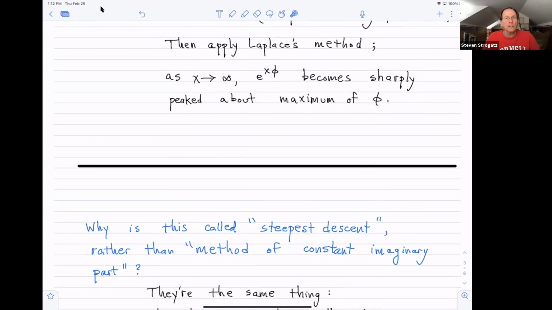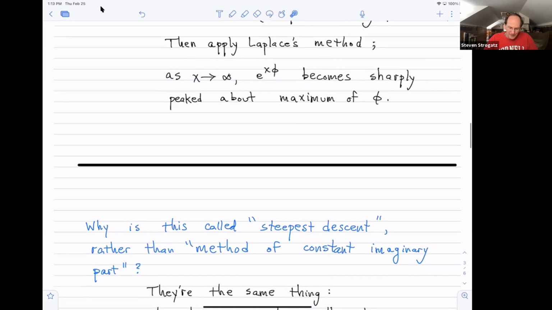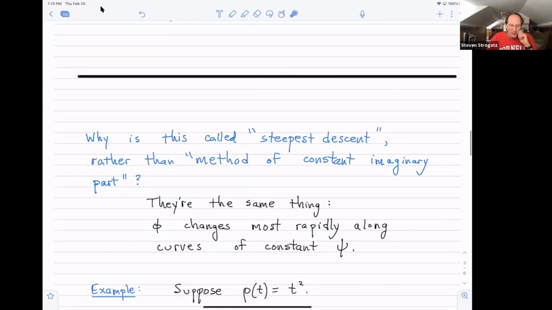But before I do a concrete example, you may be wondering, why is this method called the method of steepest descent rather than the method of constant imaginary part? That would seem like a better description, since that's what I'm really doing, demanding that psi have a constant imaginary part. But they're the same thing. That's the cool idea, or one of the cool ideas. Insisting on steepest descent turns out to be the same thing as choosing a constant imaginary part.